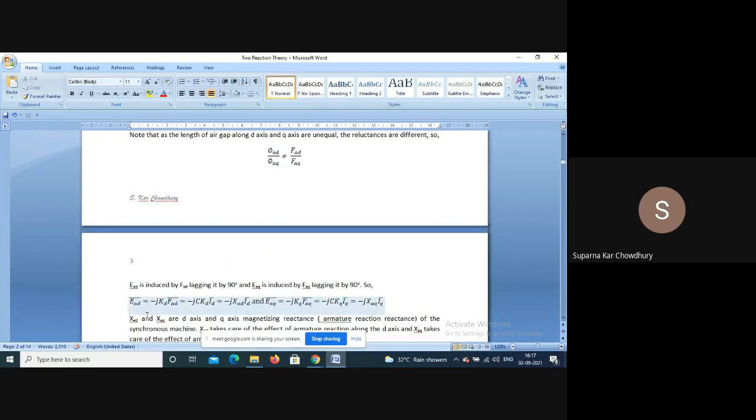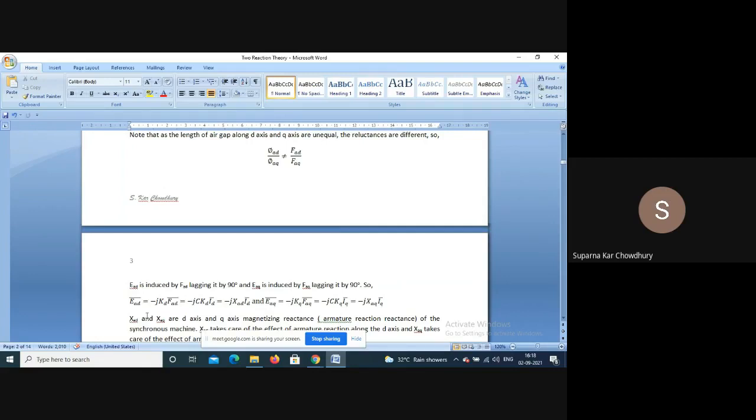Now, as in the synchronous reactance method for the cylindrical rotor machine, we assume that each MMF induces an EMF lagging it by 90 degrees. So FAD will induce an EMF EAD lagging it by 90 degrees. So EAD is equal to minus j KD FAD. KD is a proportionality constant that depends on the direct axis air gap, the corresponding air gap characteristic.